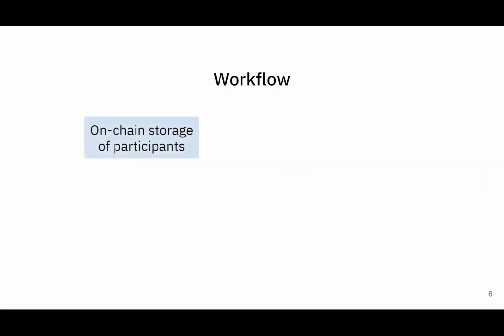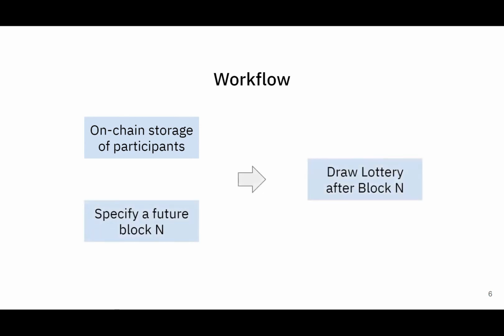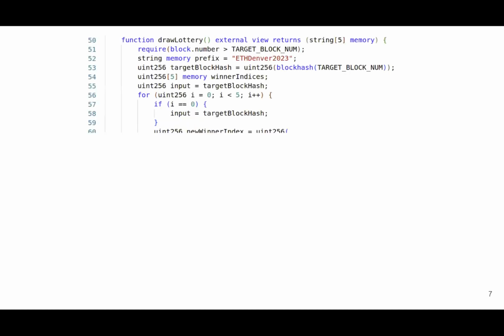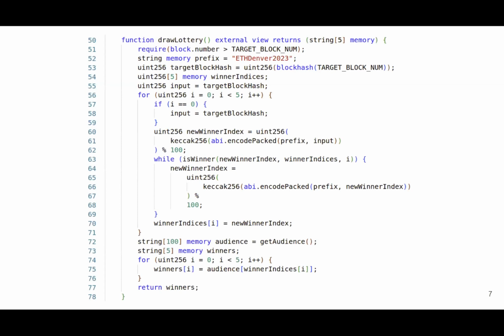Okay, the whole workflow should be we first deploy the contract on the chain for this specific event. We have the on-chain storage of all the participants. We specify a future block number n. Then we draw the lottery after this block n, so we can use all the stuff we have described earlier. And I can show you the detail.